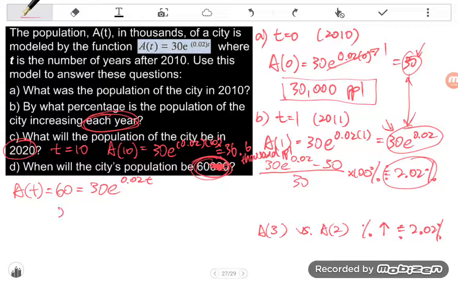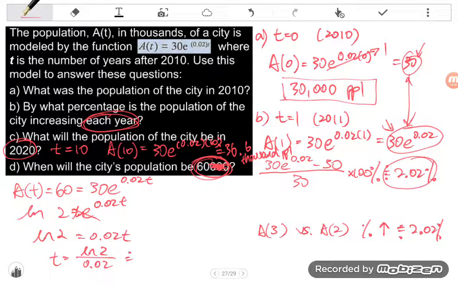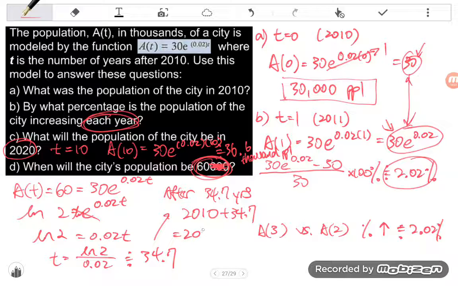If I divide both sides by 60, I'll get 2 is equal to e to the power of 0.02t. Then I take ln on the left and ln on the right, so that cancels out. I'll get 0.02t is equal to ln 2. So t is equal to ln 2 divided by 0.02, which is approximately, let me put that in the calculator, 34.7. You can either say after 34.7 years, or you can say in the year 2010 plus 34.7, which gives us 2044.7, so maybe something like the year 2045.